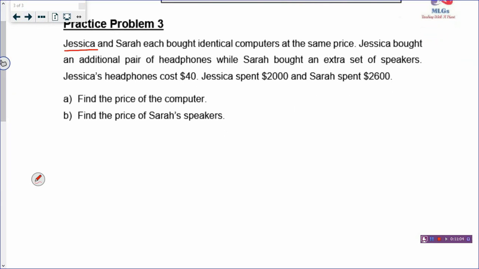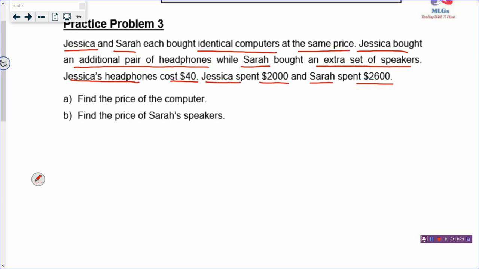So Jessica and Sarah each bought identical computers at the same price. So they spent the same amounts of money. Jessica bought an identical pair of headphones, while Sarah bought an extra set of speakers. Jessica's headphones cost $40, and then Jessica spent $2,000 and Sarah spent $2,600. So can you find the price of the computer and the price of Sarah's speakers?